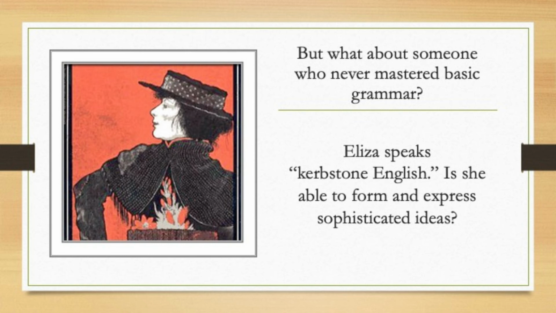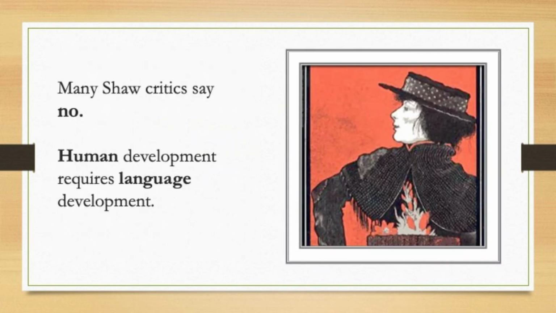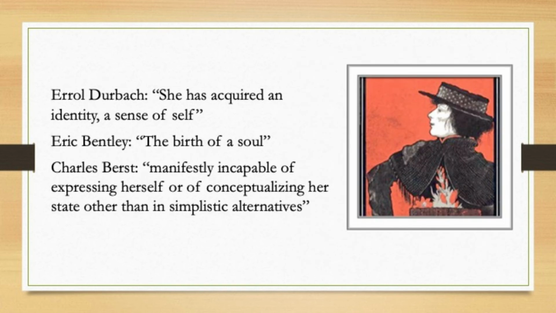But what about someone who has never mastered basic grammar? Eliza speaks curbstone English. Is she able to form and express sophisticated ideas? Many Shaw critics say no. Human development requires language development. It seems logical, right? Here are three critics who think that Eliza's language instruction turned her into a fully developed human being. We have Errol Durbach, Eric Bentley, and Charles Burst.